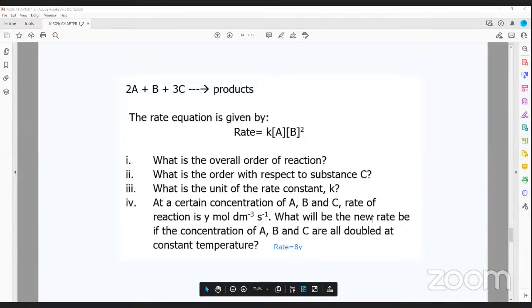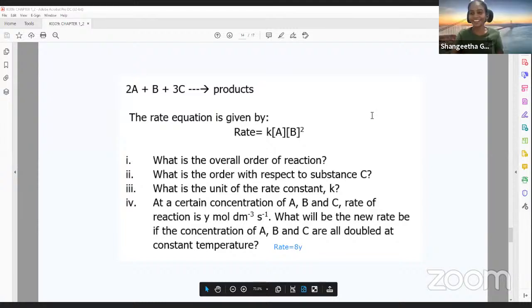Doctor, I'm sorry, it's still on mute. Oh, sorry, I didn't realize I was muted. Okay, so what I was saying is most of you got it right. And the last question, the answer is rate equals 8y. All right, and that is all for today's lesson. We will continue next week on how we're going to determine the order of reaction through experimental methods and so on.